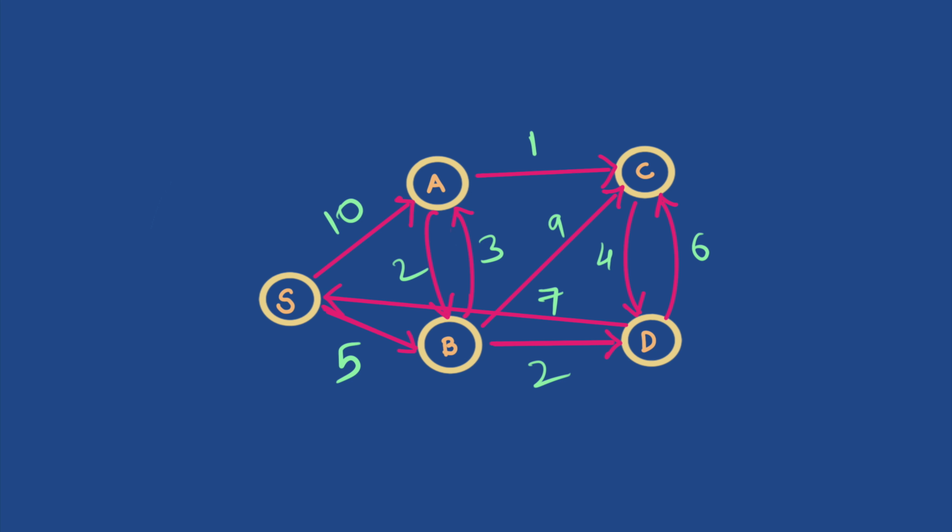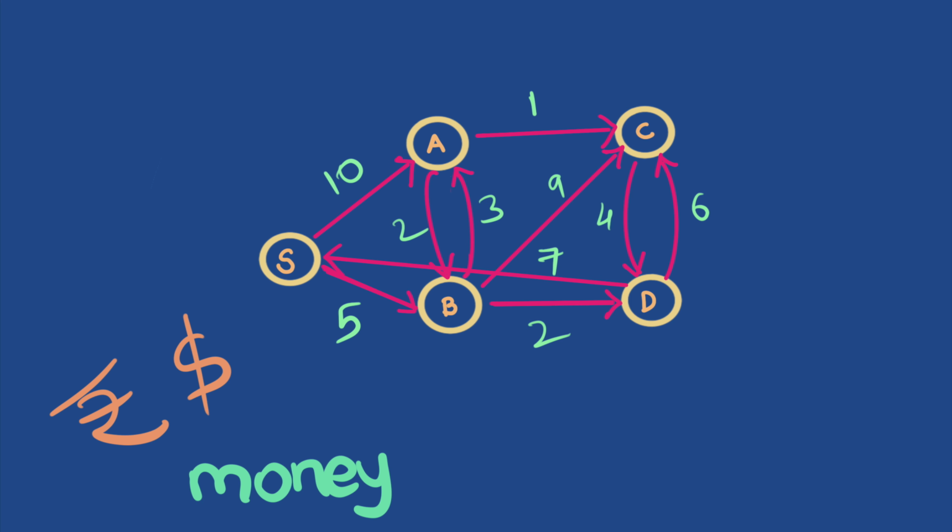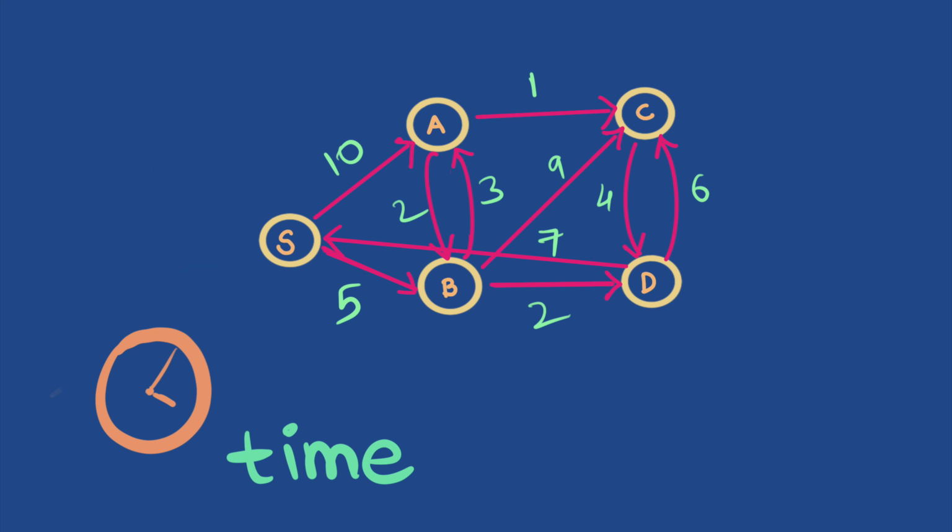Oftentimes, these paths have a weight or a cost associated with them. You can think of cost as something like toll costs in highways, and in this case, the best possible path would be the one that minimizes the incurred cost overall in your travel. Or the weight can also represent the amount of traffic along the path. So in this case, the best possible path would be the one that saves us the most time.